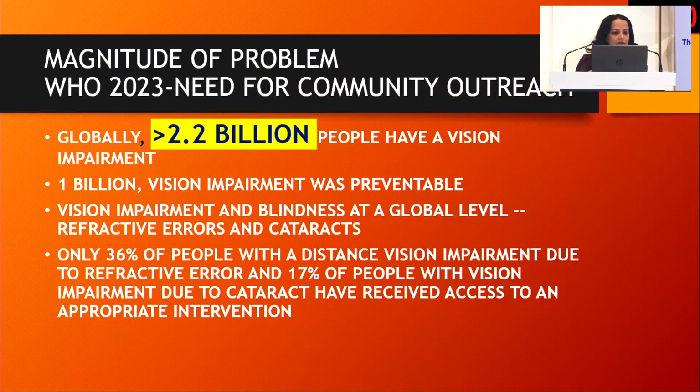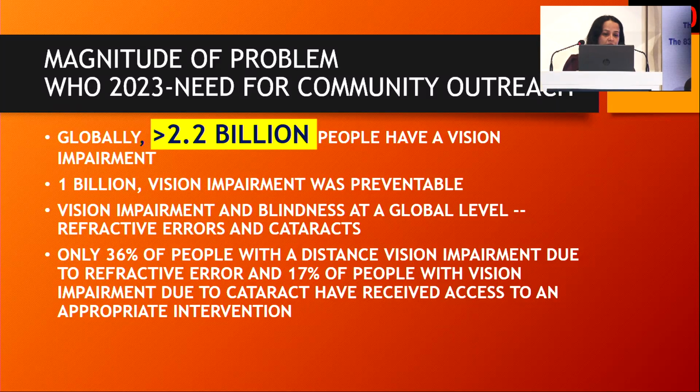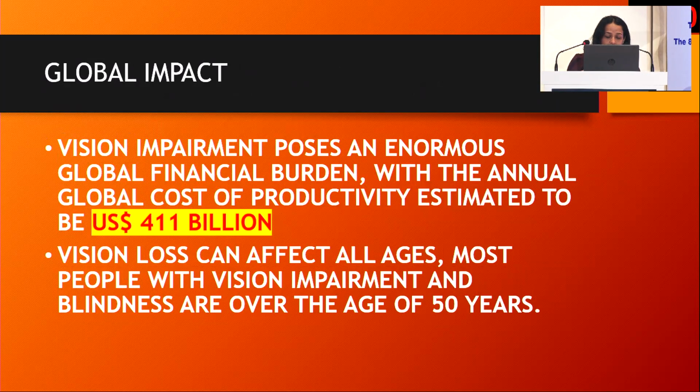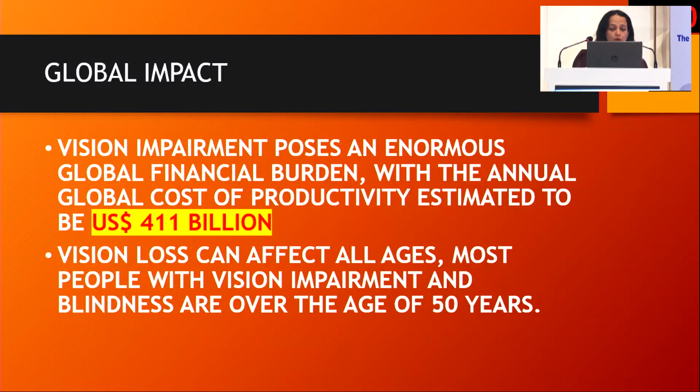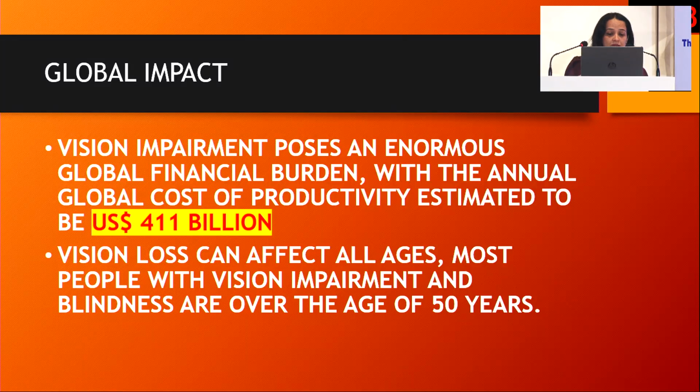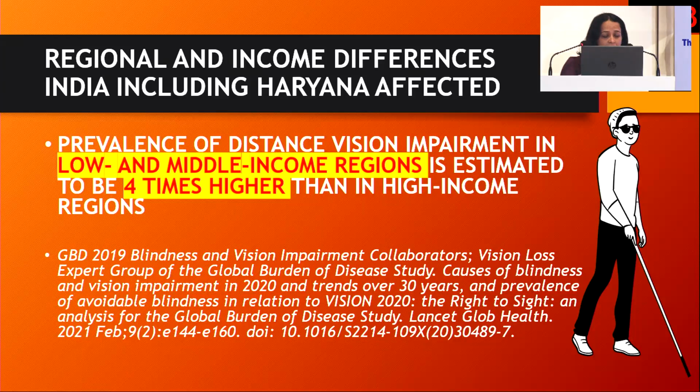The magnitude is that more than 2.2 billion people have visual impairment globally, out of which 1 billion is preventable. But the sad state of affairs is that only 36% of these people with impairment due to refractive errors and 17% with cataract have received access to the appropriate intervention. As a result, this impairment poses a global burden of 411 billion US dollars. This usually affects people above the age of 50 years. And again, the sad state of affairs is that in low and middle income regions it is about 4 times higher than in high income regions.